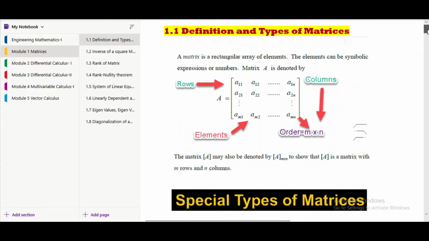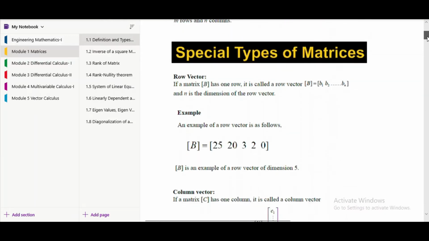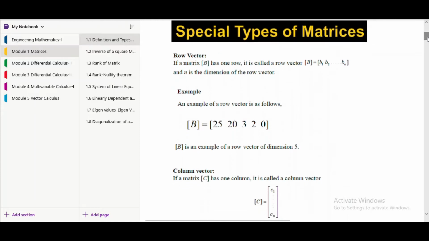The number of rows and columns in a matrix may be equal or unequal. So there are some special types of matrices. First one is the row vector. If a matrix B has only one row, it is called a row vector, like V is equal to V1, V2, Vn. The elements are placed horizontally in a single row, and n is the dimension of the row vector. For example, V is equal to 25, 20, 3, 2, 0. V is an example of a row vector of dimension 5.